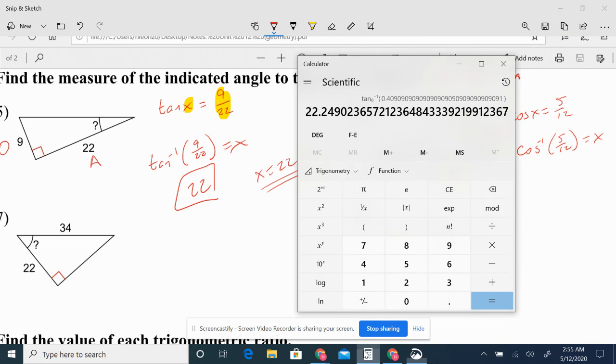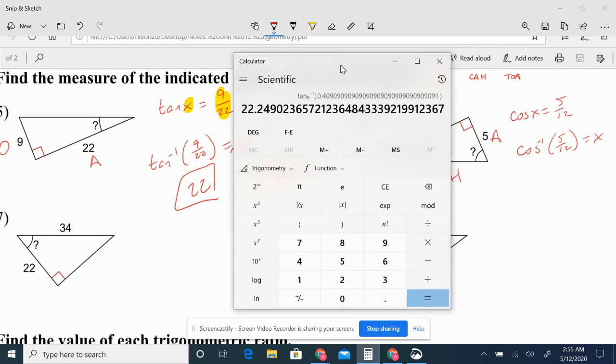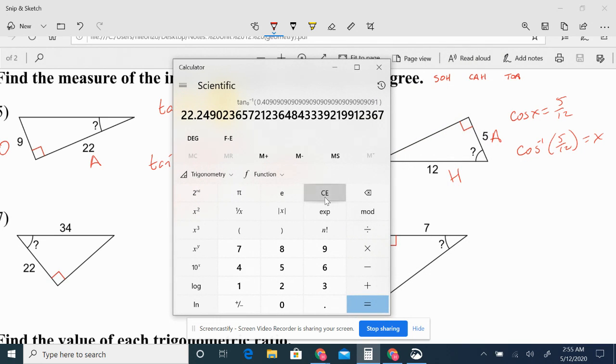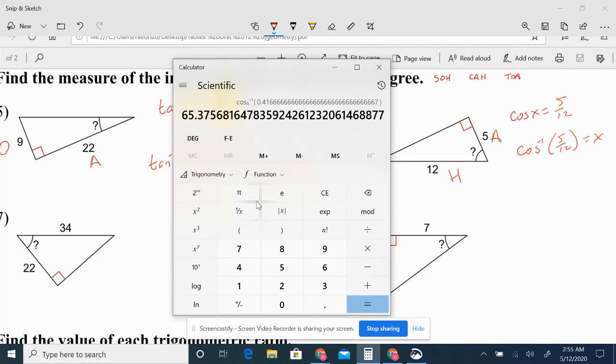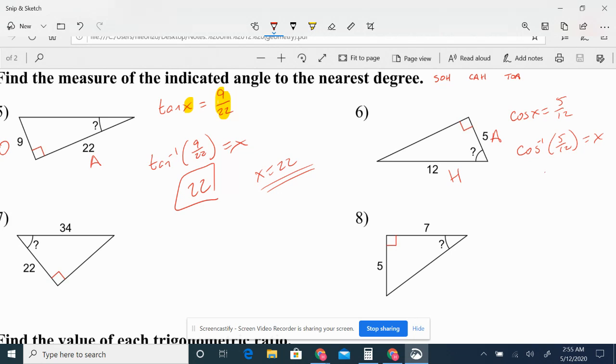Okay, so let me get my calculator out. So I'm going to do 5 over 12. Get my decimal part. I have to press second. That way I see cosine inverse, 65.3. So I'm going to say that is 65. That angle is 65.